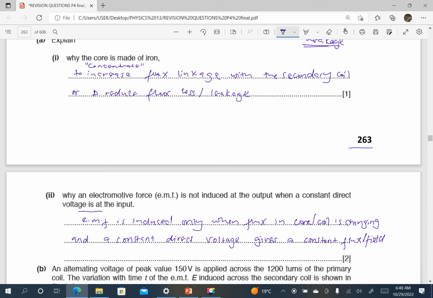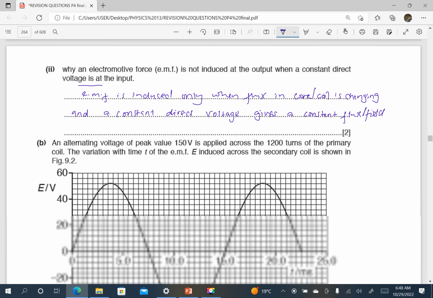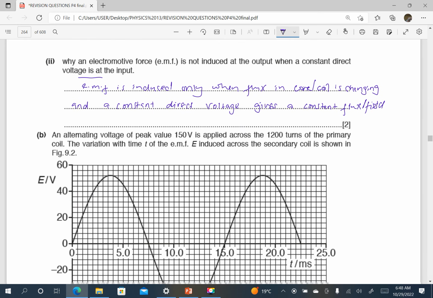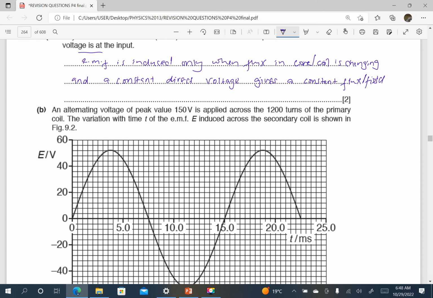at the input. There will be no EMF induced in that case, because an EMF will only be induced whenever there is a change in flux according to Faraday's law. And if there is no change in flux, then there is no EMF induced. If the flux remains constant, there is no EMF induced. Yet we know that a direct voltage gives a constant flux or a constant field.